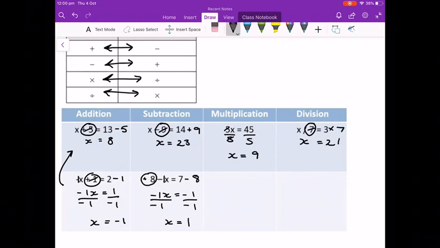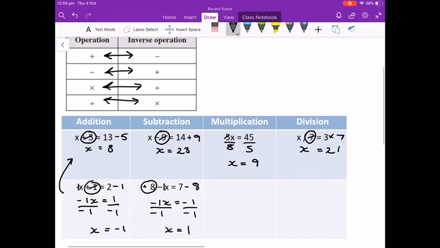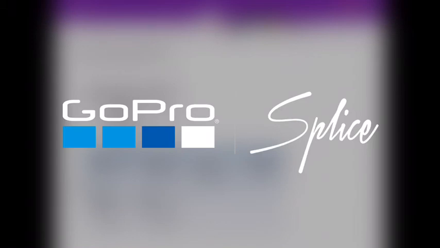So we're trying to isolate our letters on the left-hand side, or our pronumerals, and having our constants on the right. And that is how you balance one-step equations using inverse operations.